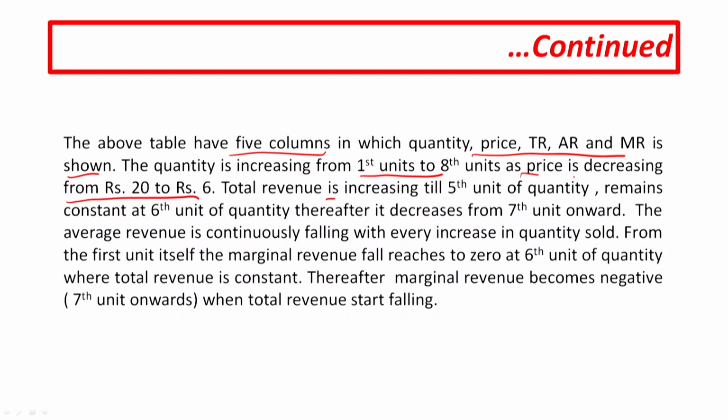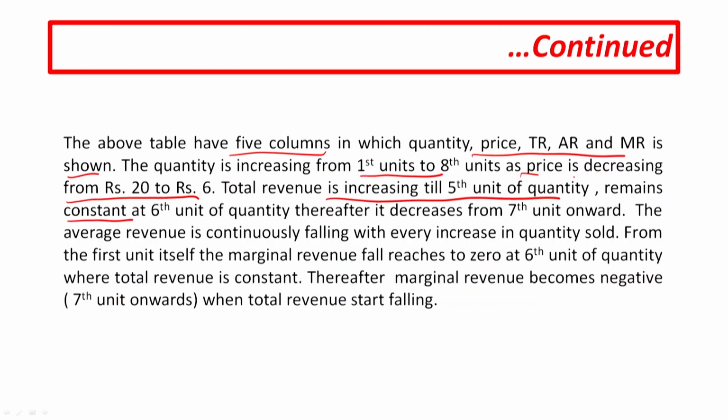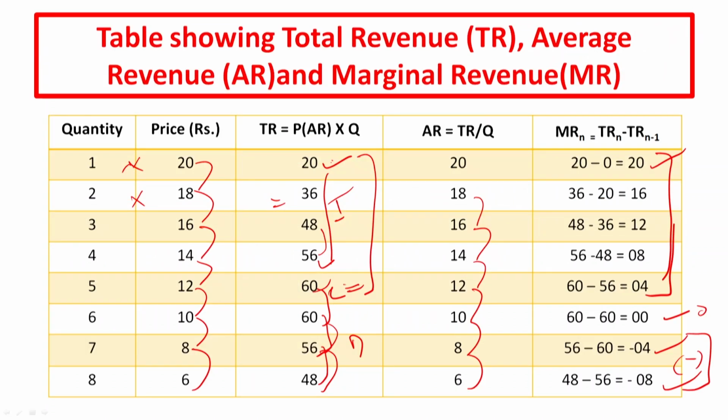The total revenue is increasing till 5th unit of quantity. Total revenue is increasing till 5th unit, till here. It is increasing from here to here. The TR is increasing, remains constant at 6th unit of quantity. Thereafter it decreases from the 7th unit. Remains constant here, and then it decreases here from the 7th unit, the TR.